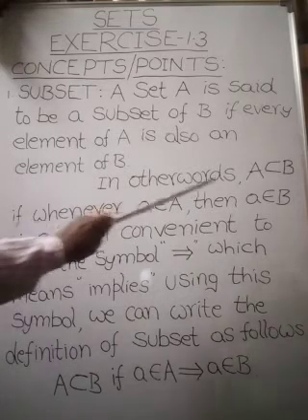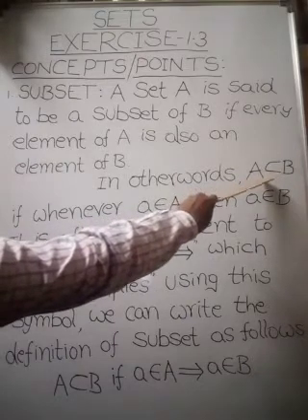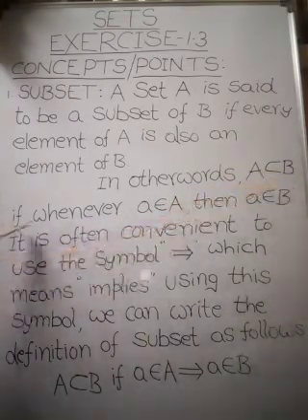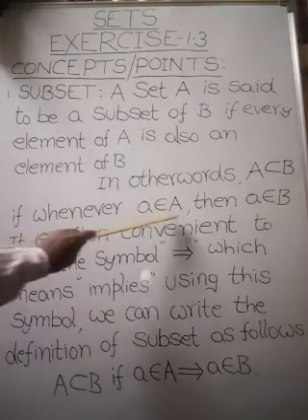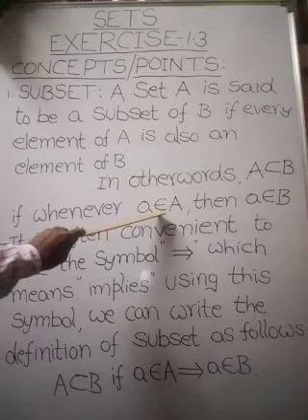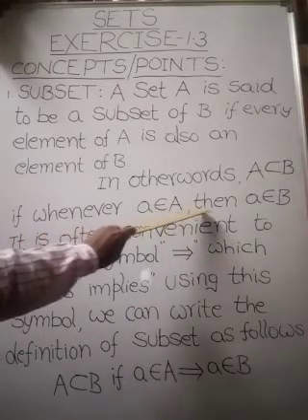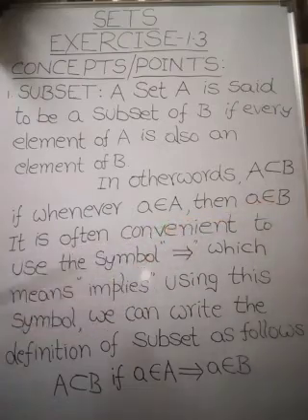In other words, A ⊂ B. This symbol stands for subset. A is a subset of B if whenever a belongs to A, you know this symbol, how to read it, a ∈ A, a is an element of set A, then a belongs to B.